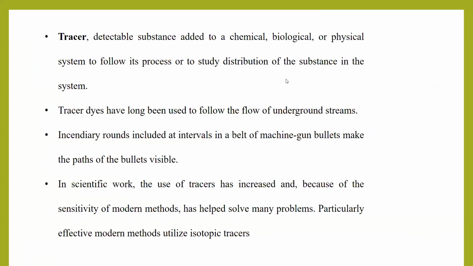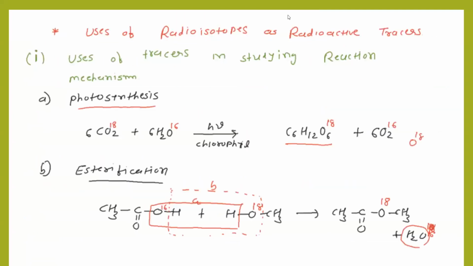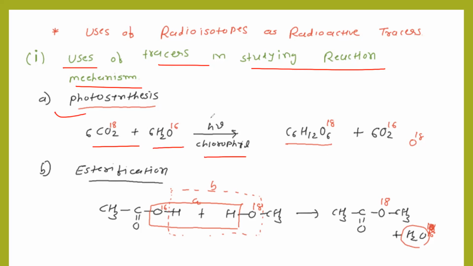Let's discuss one by one. So, uses of radioactive isotopes as tracers. The first category is the use of tracers in studying reaction mechanisms. If you want to study the reaction mechanism, we can use radioisotopes. For example, in photosynthesis, six carbon dioxide reacts with water molecules in the presence of chlorophyll and sunlight, it gives glucose and oxygen. Okay, so how can we detect or how can we understand the mechanism? So, for example, CO2 has oxygen, H2O has oxygen, glucose has oxygen, and in the product, oxygen is also there.